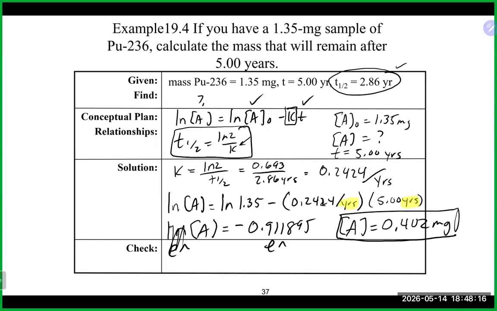This is good because it's going through radioactive decay, which means my concentration should start to decrease over time. And it went down from 1.35 to 0.402. If you did this and your concentration went up, you're definitely going in the wrong direction. So it should be decreasing here with time. Any questions on that there?